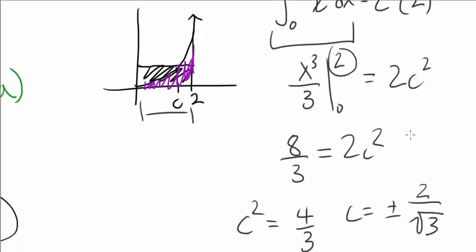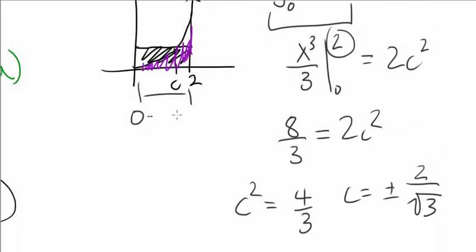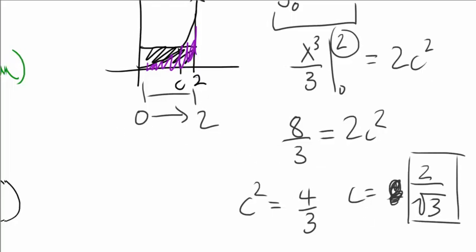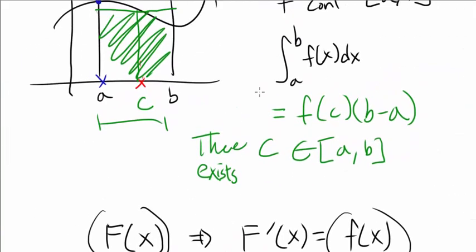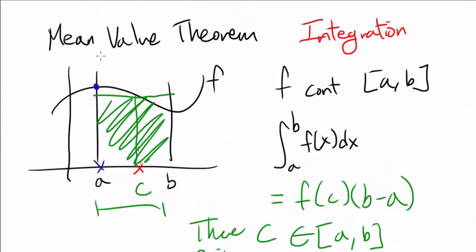And are we going to use the plus value or the minus value? Well, you're looking at it from 0 to 2, so only the positive value is what you care about. So positive 2 over square root of 3 is the value of c that meets the requirement. And one last thing I want to mention before I close this.